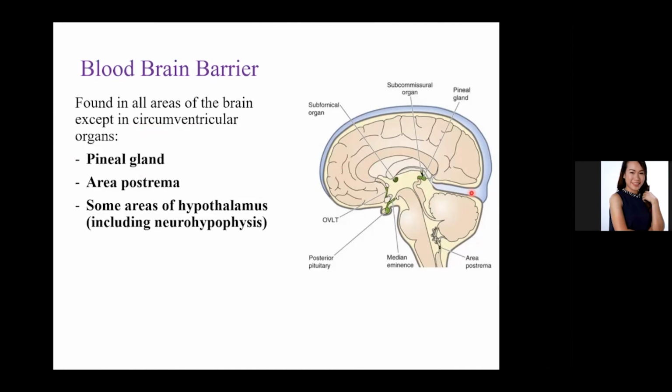So we have here your pineal gland. It doesn't have a blood-brain barrier. Area postrema doesn't have a blood-brain barrier. Why is it important to take note of this? For those who like to drink alcohol, class, take note, the area postrema does not have a blood-brain barrier, meaning alcohol can pass through this area postrema. And if you take in too much alcohol, this area postrema is actually the area for vomiting.